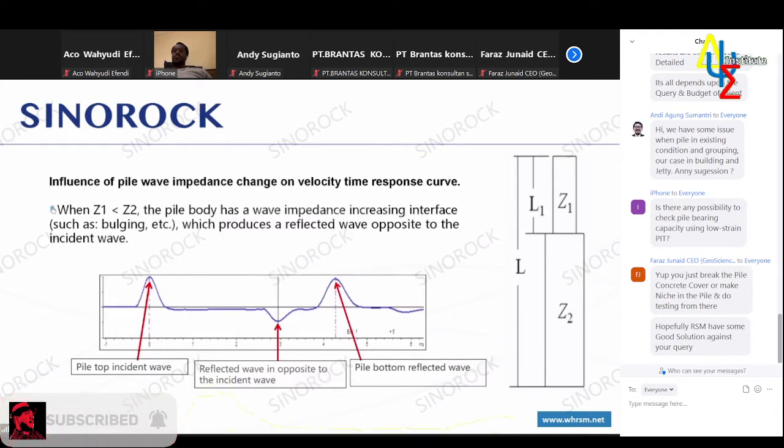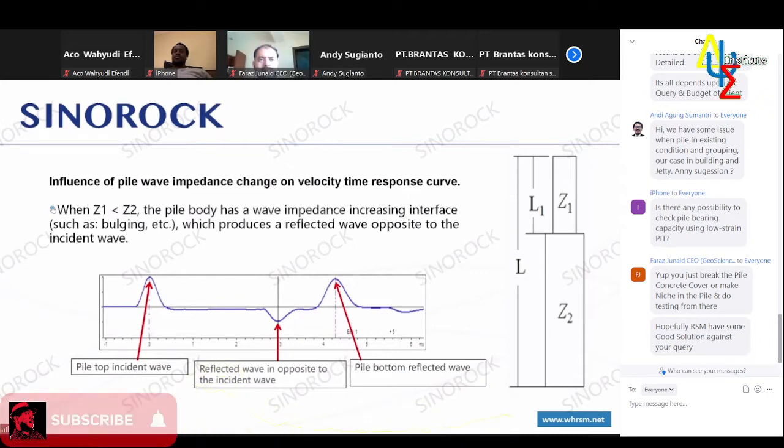When the upper wave impedance is smaller than the lower wave impedance, that is, Z1 is smaller than Z2. In practice, there are more cases of diameter expansion. It can be seen from the time domain signal that a reflected wave opposite to the incident wave is generated at the interface change after the pile head is incident, which corresponds to the interface with increased wave impedance. Finally, there is a pile bottom reflection wave in the same direction.